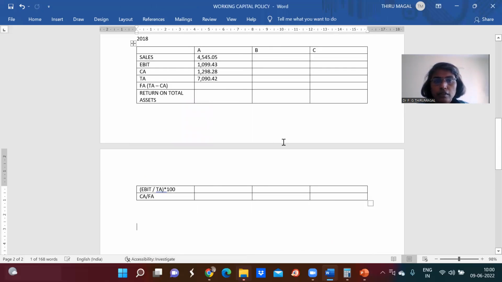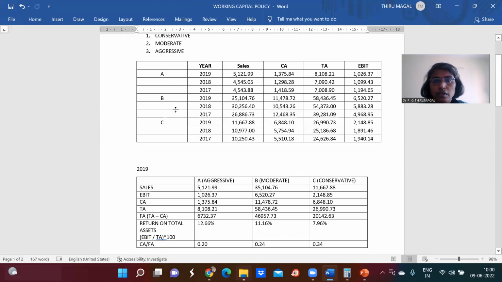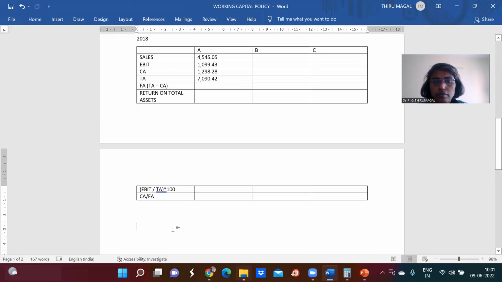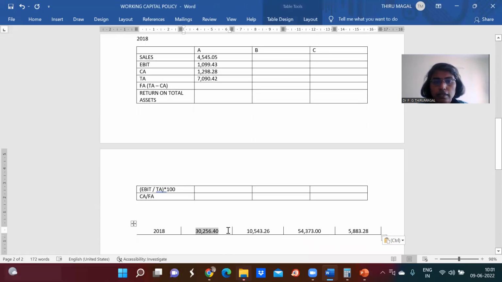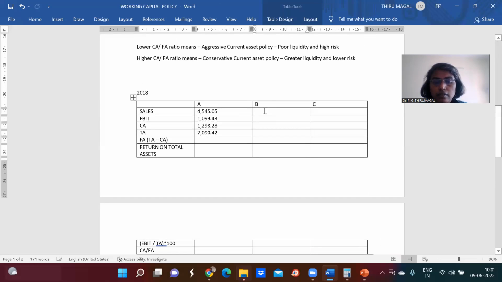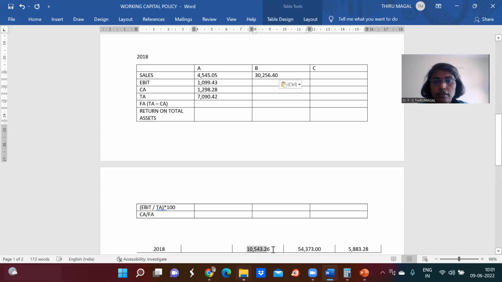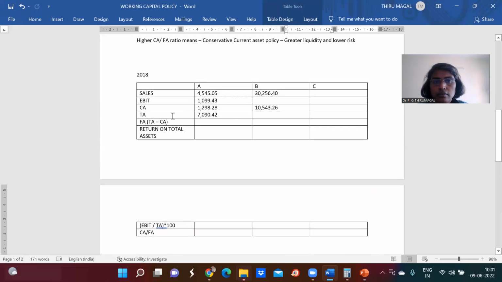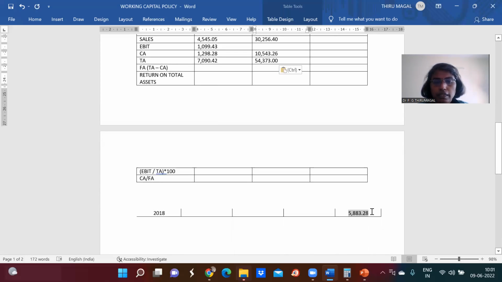In a similar way, we have to take the data for company B. Company B, let us take this data. This is the sales data. This one is the current asset data. This one is the total assets. And this one is the EBIT.